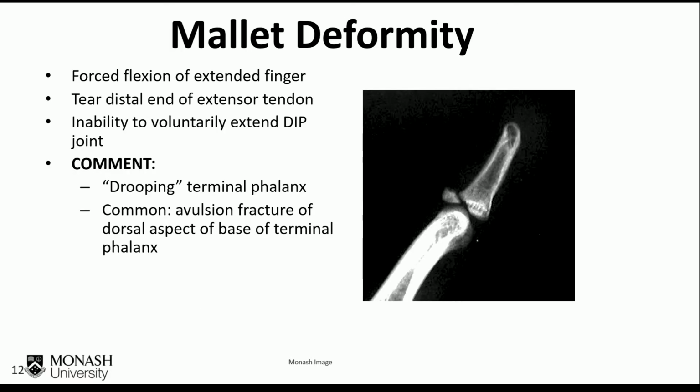A mallet deformity occurs when there is forced flexion of an extended finger, and this results in a tear of the distal end of the extensor tendon. But this is normally a clinical diagnosis because the patient normally arrives and is unable to voluntarily extend the distal interphalangeal joint. So on this image, normally there's a drooping of the terminal phalanx, and here we can see there's an avulsion fracture, and this is at the dorsal aspect of the base of the terminal phalanx.